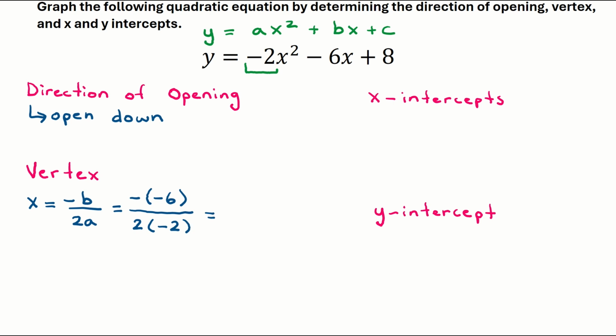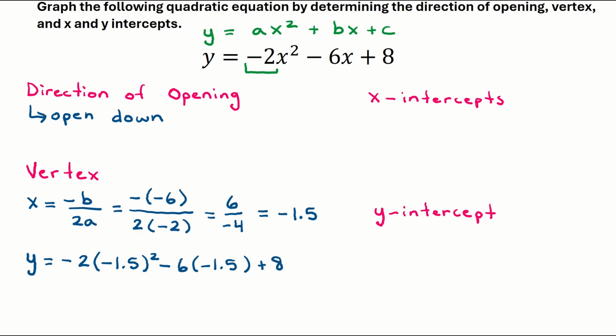Our numerator would end up being a +6, and our denominator would be a -4. So that means we're going to get a -1.5. However, that is only the x-coordinate of our vertex. To determine the y-coordinate, we have to plug this in. So when we plug it in, we get y is equal to -2 times -1.5 squared minus 6 times -1.5 plus 8. So this, you can just put it into your calculator to determine what the y-coordinate of the vertex is, and that'll give you a y-coordinate of 12.5.